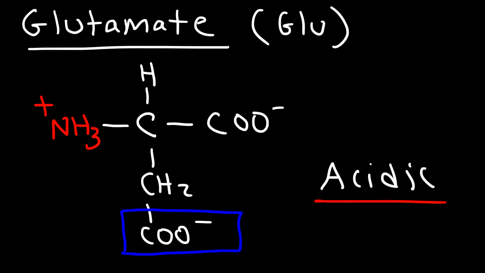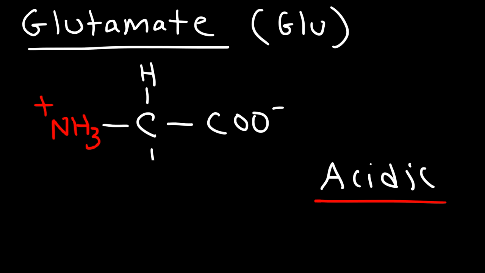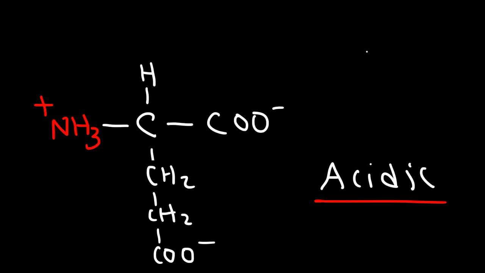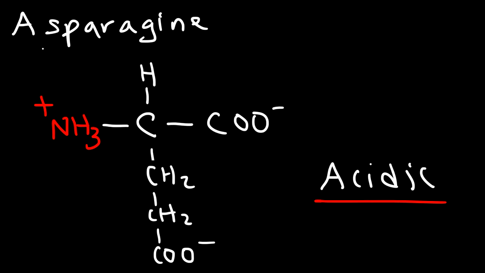Glutamate is abbreviated GLU, and the structure for it looks like this. The only difference is there's an extra methylene group, or CH2 group. So glutamate has an extra carbon in its structure compared to aspartate. Now the next amino acid that I'm going to draw is asparagine. It's abbreviated ASN.